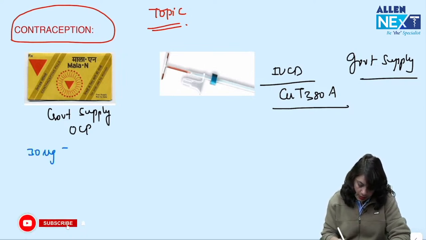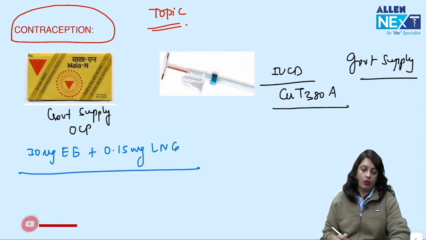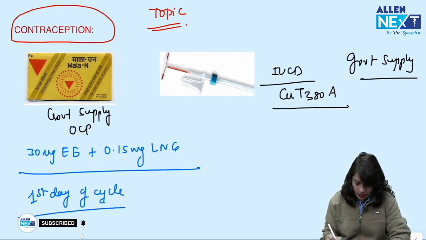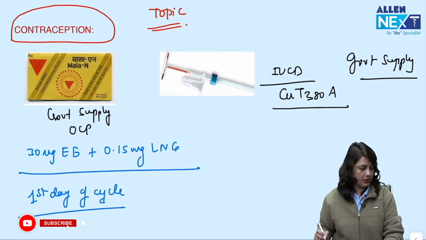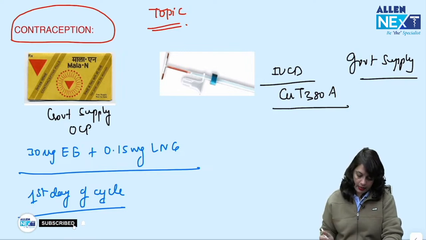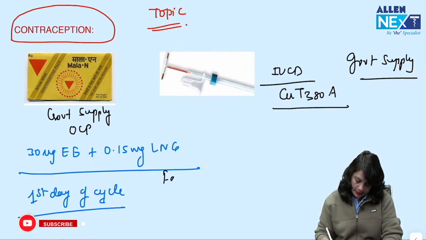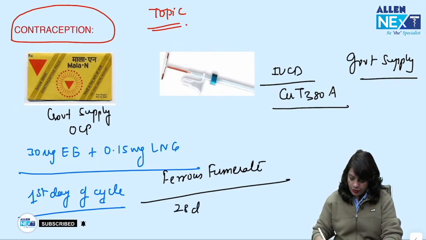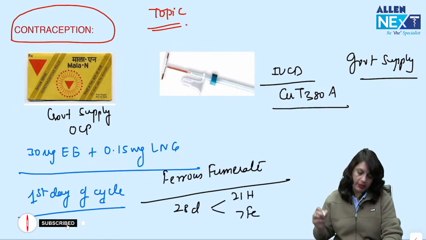Composition is 30 micrograms of ethinyl estradiol plus 0.15 milligrams of levonorgestrel. Okay. And when do you start a pack of OCP? From the first day of the cycle, if she wants contraception in that first month of starting the OCPs, then she should start on day 1 of the menstrual cycle. Which is the type of iron being added in Mala N tablet? It is ferrous fumarate. And how many tablets are there? 28 days, 21 hormone and 7 iron.